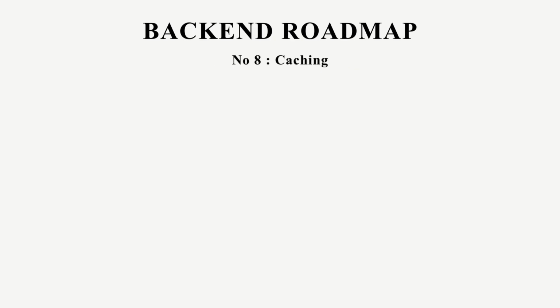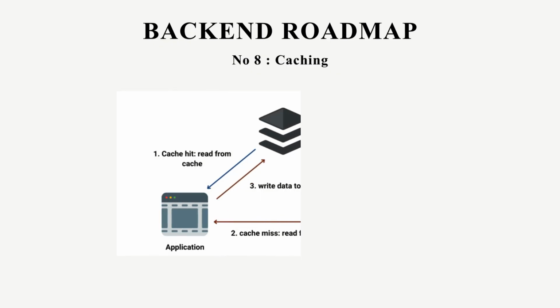Number 8. Caching. Caching improves performance by storing frequently used data. Instead of repeatedly querying data, the system retrieves cached data. A popular cache solution is Redis. Server-side caching significantly improves speed and scalability for large applications.